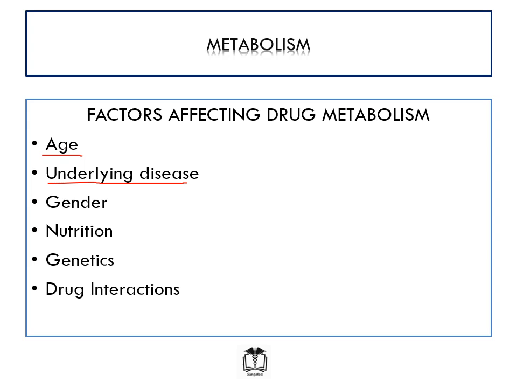For example, if someone has liver cirrhosis or liver damage, the liver being a common site of drug metabolism, because of its disease state, metabolism would be affected, and the rate of metabolism of the drug would be reduced. Gender could also be a factor affecting drug metabolism.